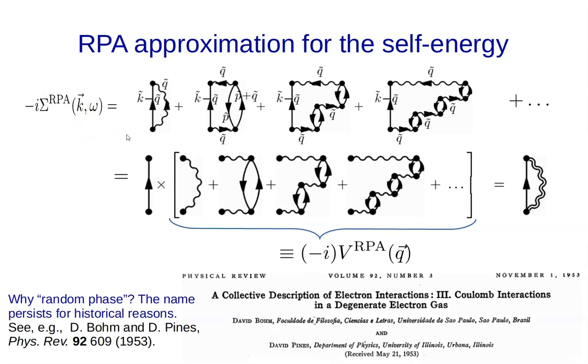So one question that often comes about when I talk about RPA is, why do I call it a random phase? What is the random here? Well, there's nothing random in terms of these diagrams, right? I can evaluate them in a very precise way if I know the propagators. And the name random phase approximation actually comes from historical reasons, and it persists to this day. And you can see in these early papers there's a series of papers by David Bohm and David Pines where they introduce the approximation.